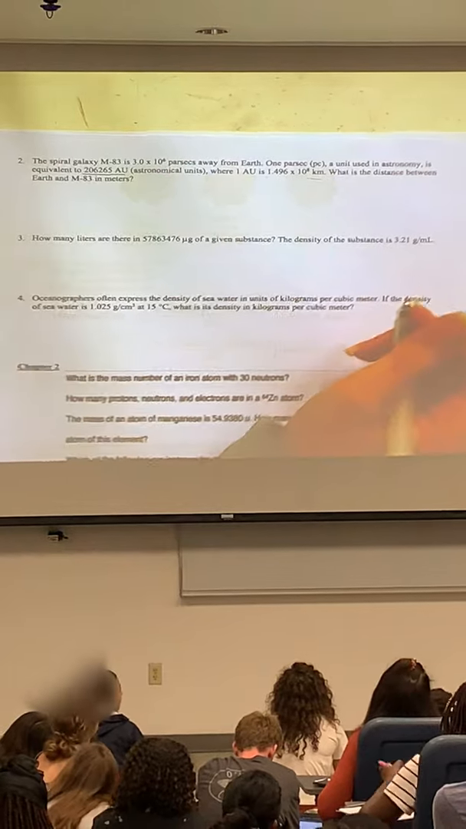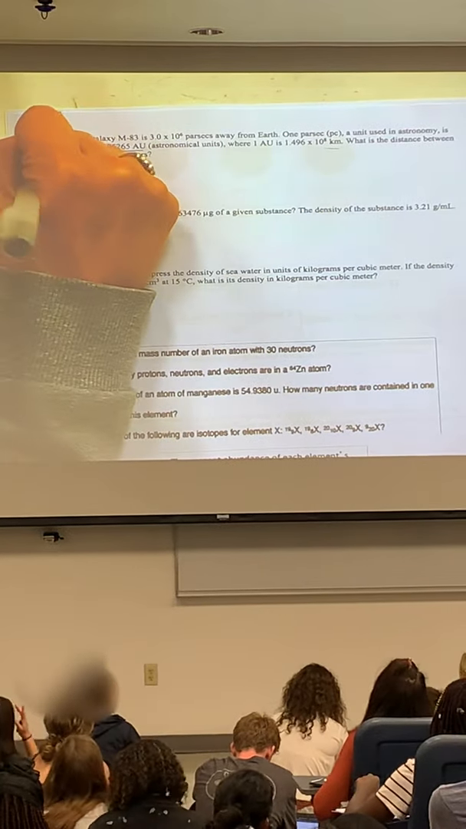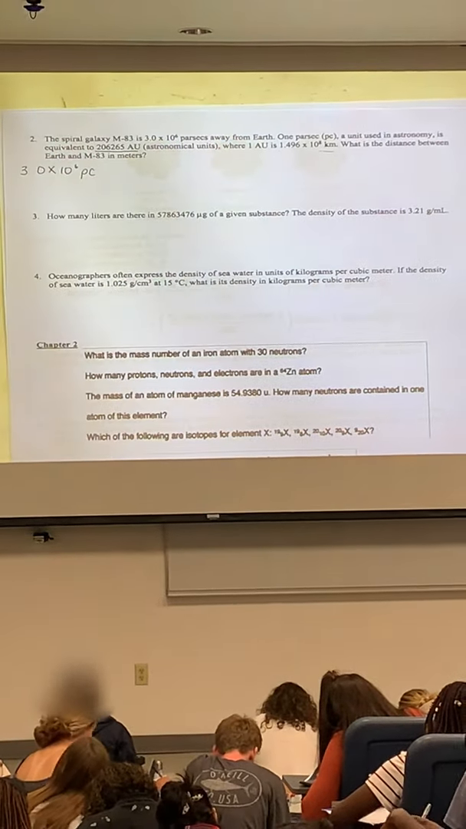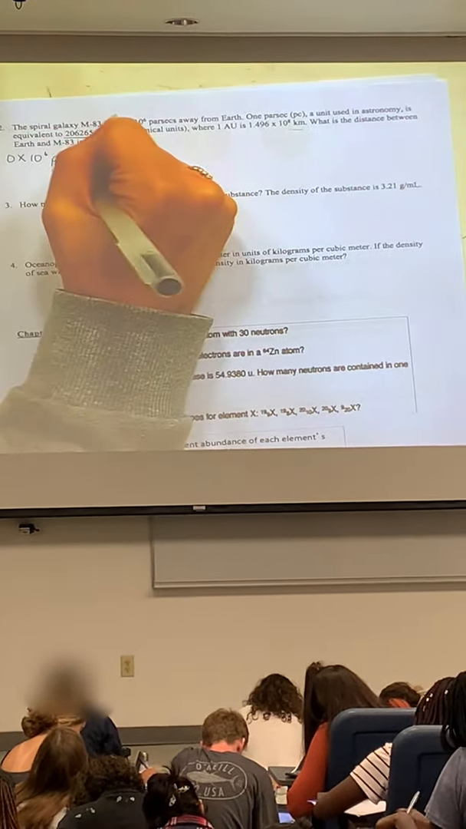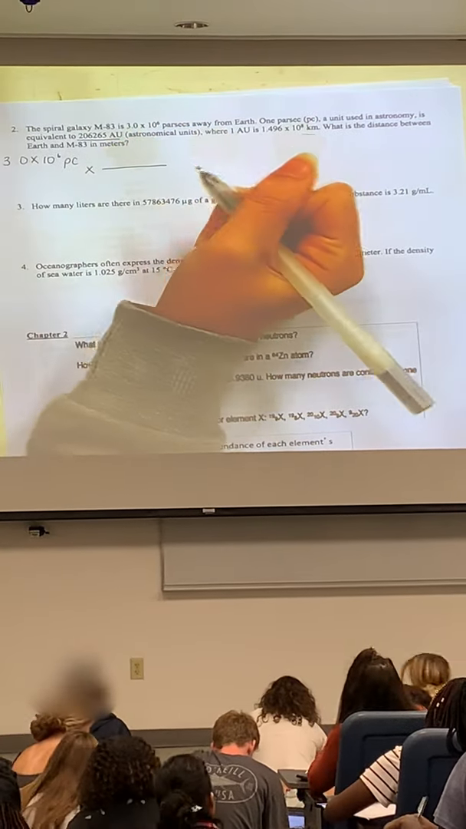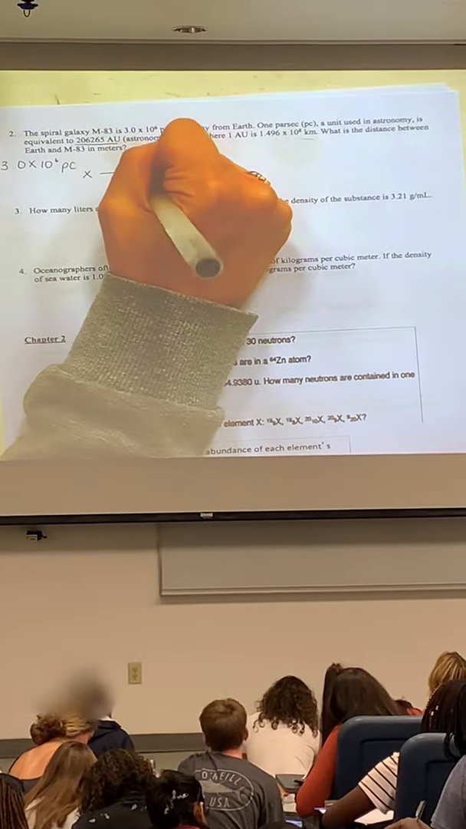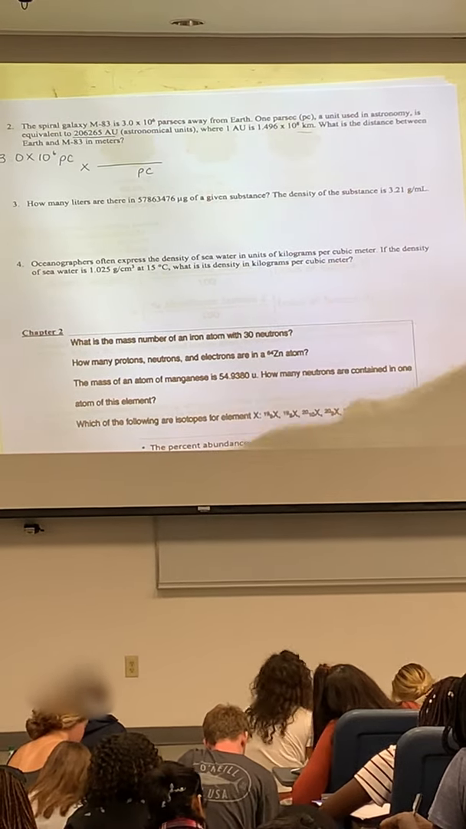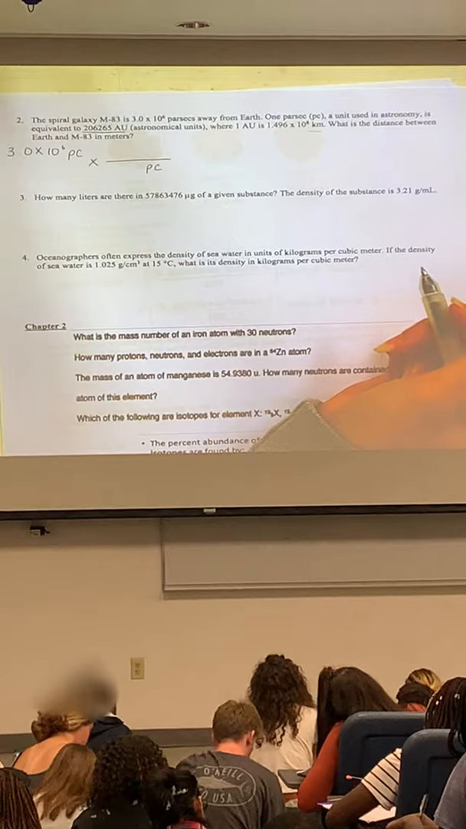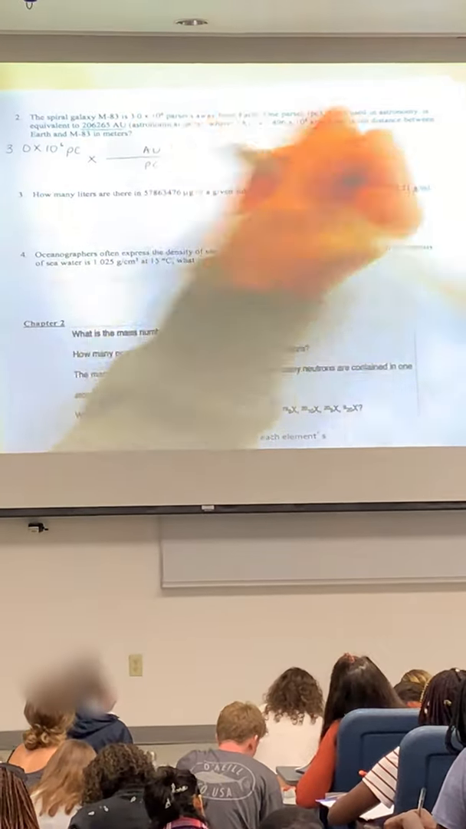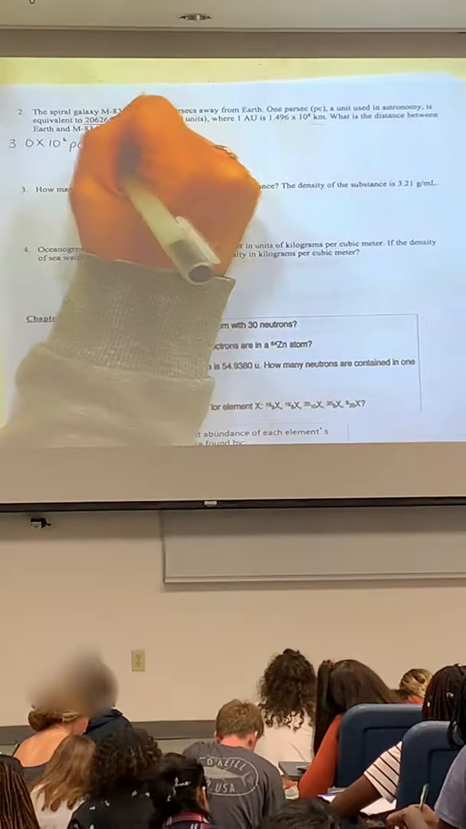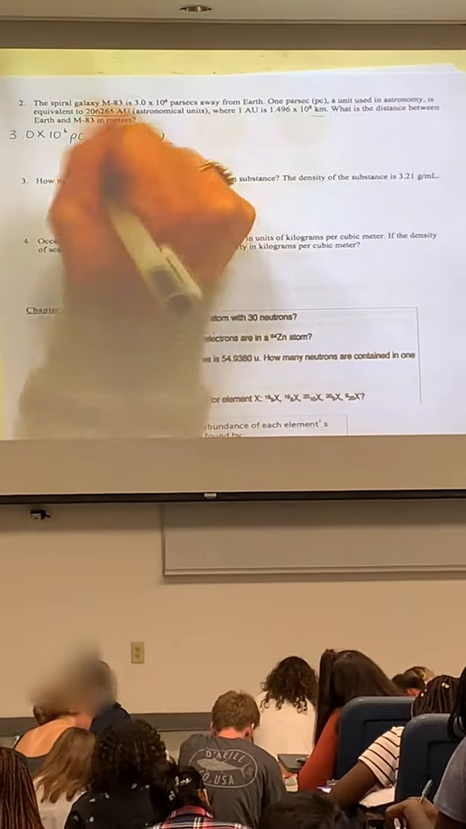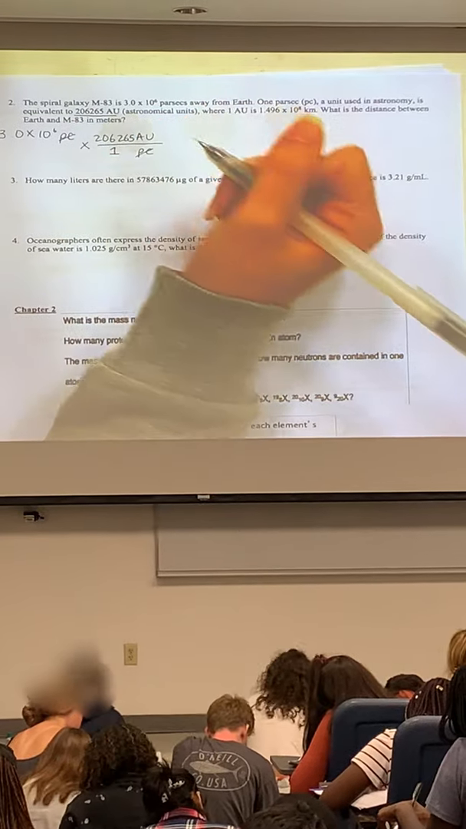We're going to start off the same way. Write the number that you're given: 3.0 times 10 to the 6th PC. The direction for this problem should be clear because we need to cancel PC. And the only unit we know between parsecs and the next one is AU because that one was given. 1 PC is equal to 206,265 astronomical units. I still don't know what any of these things are, but I can convert between them.